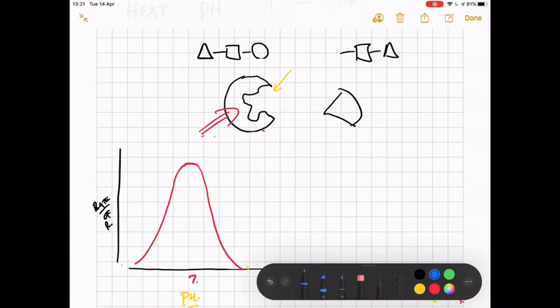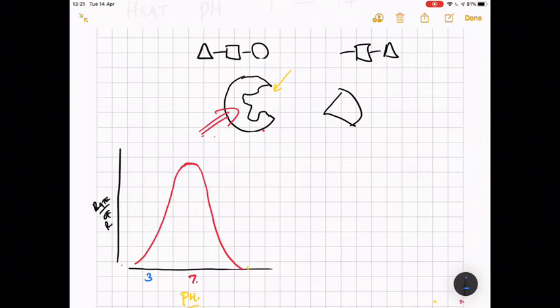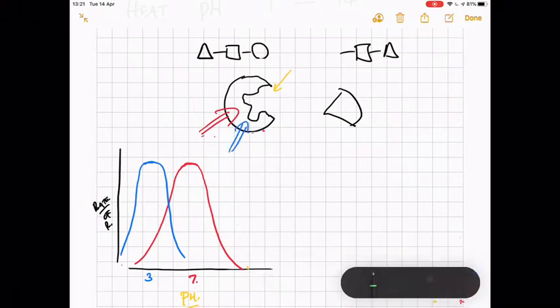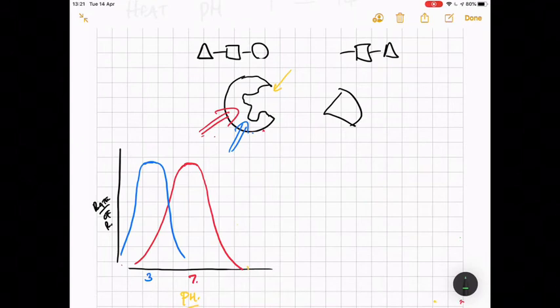Now if we looked at a different enzyme, one that's in the stomach, pepsin, which I looked at in a previous video, that might be closer to pH 3. So the optimum is going to be up here, and then if we decrease that even further or we increase it, the rate of reaction is going to fall. We're moving away from the optimum. This process is beginning to happen, denaturing.